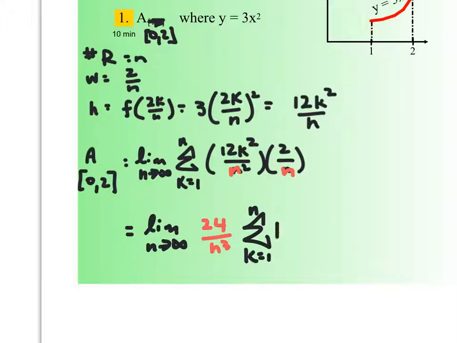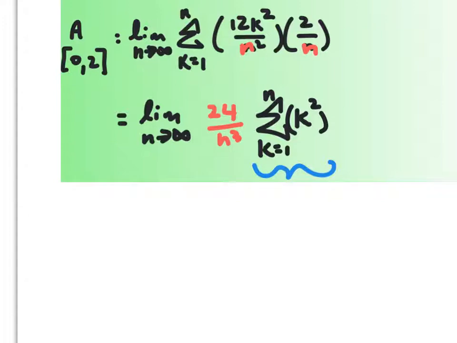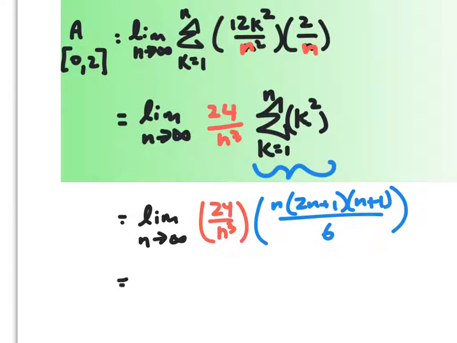Okay, now let's consult what we had on our last page. This right here, on the note of four items that I told you you would not have to memorize, came out to n times 2n plus 1 times n plus 1 over 6. All right, so now I have everything in terms of n.